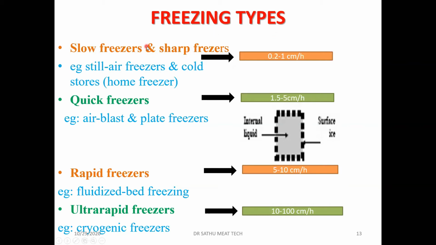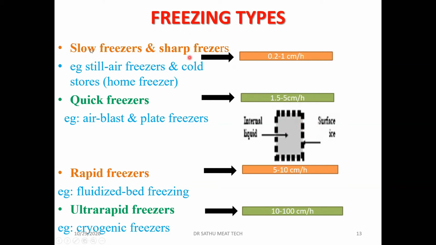Already I told you there is slow freezing and quick freezing. Quick freezing includes rapid freezers and ultra rapid freezers. The slow freezers are those where freezing takes place from the border of the food material and then moves inside. So first the water at the side will freeze, then it keeps on moving inside and inside.